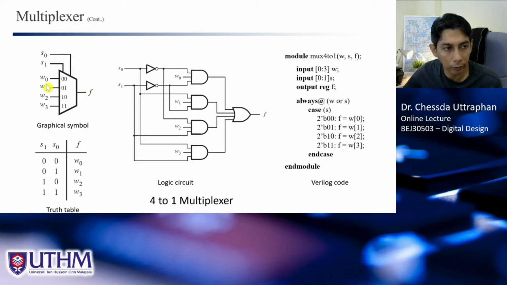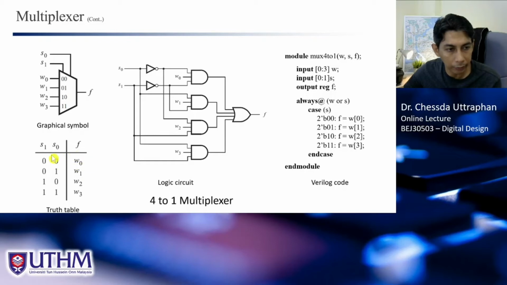And of course, if you have a 4-to-1 multiplexer, you need to have a 2-bit control signal, right? Because to represent all the possibilities here, you need 2 bits, from 0, 0, 0, 1, 1, 0, 1, 1. So these are all the possibilities that you need to have.